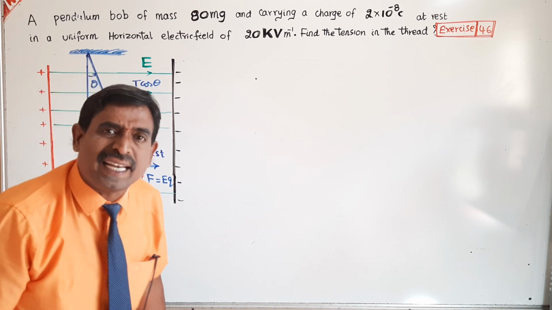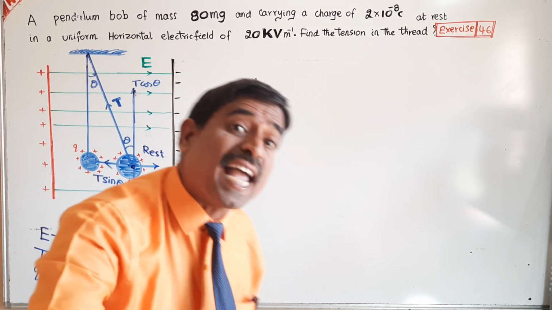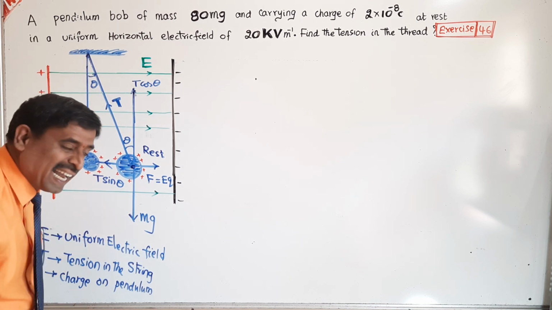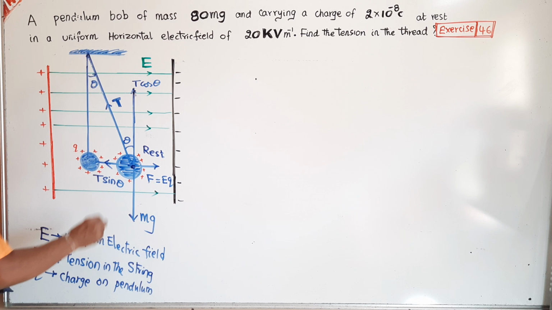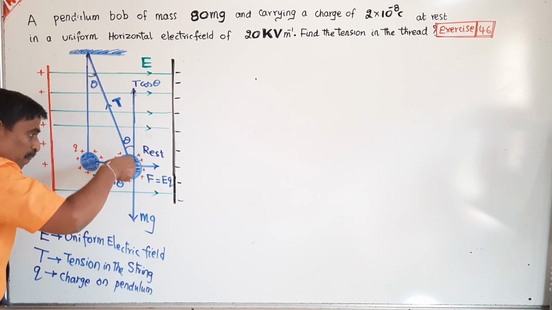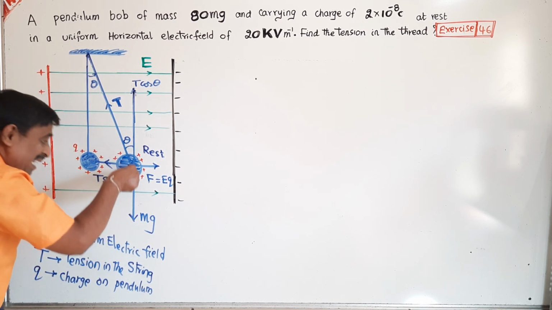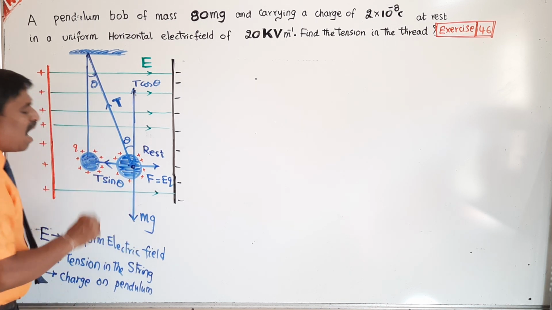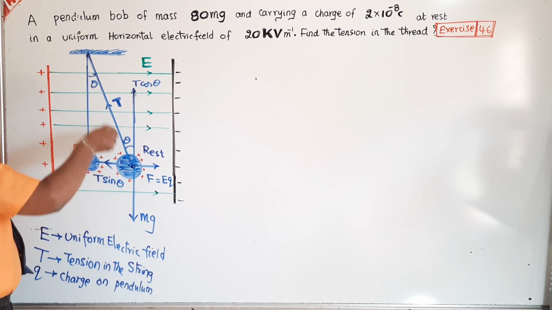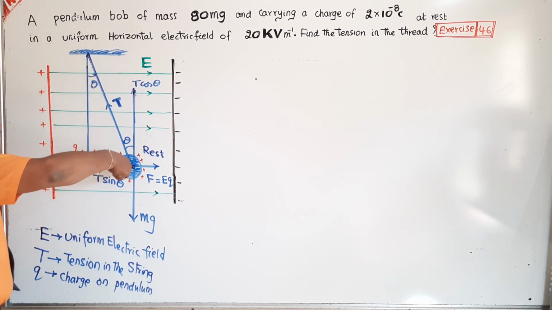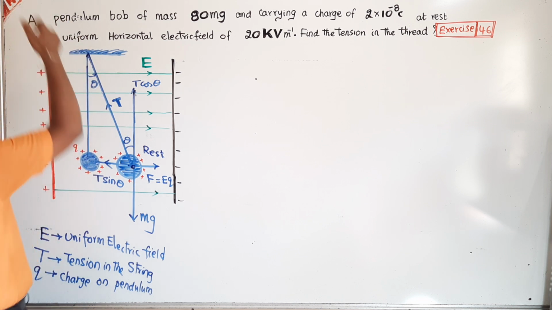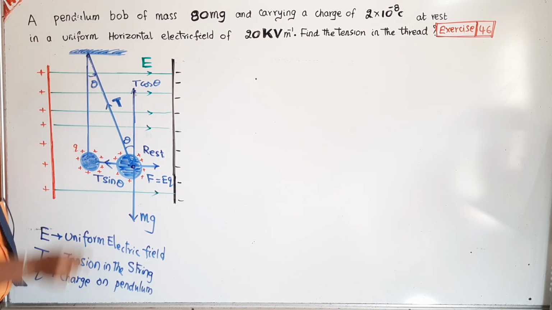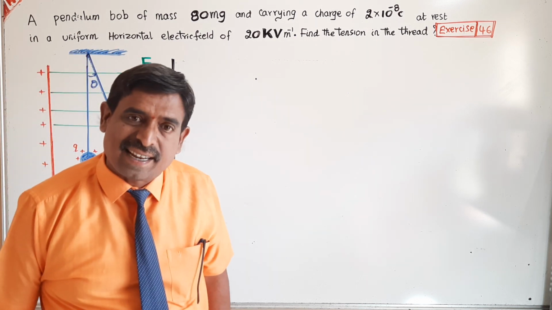Rest position means the resultant force acting on this pendulum is 0. At this position, the weight of the simple pendulum is acting downward. Weight is mg. Mg is acting down. Now, this thread is pulling the bob towards the point of suspension. This pulling force is called the tension in the string.